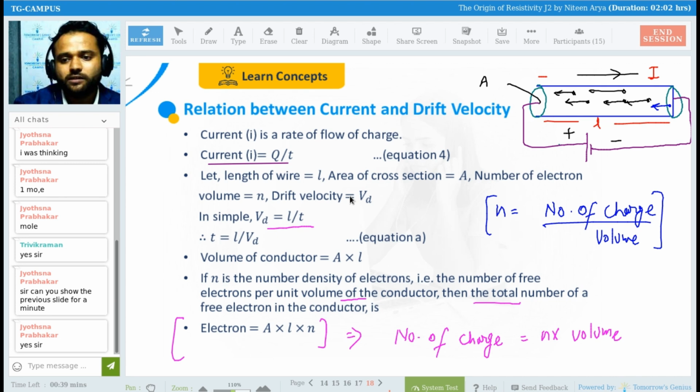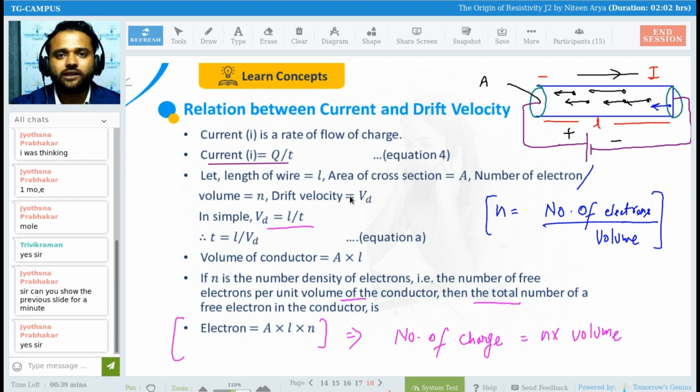This is the number of electrons per unit volume, and drift velocity Vd, right? So small n, number of charge carriers, you can say electrons, because that is going to be more clear in your head. Here the charge particles are electrons, so small n is the number of electrons per unit volume.